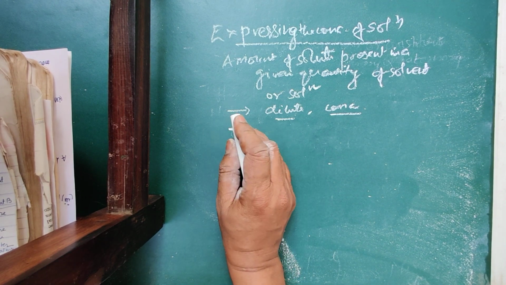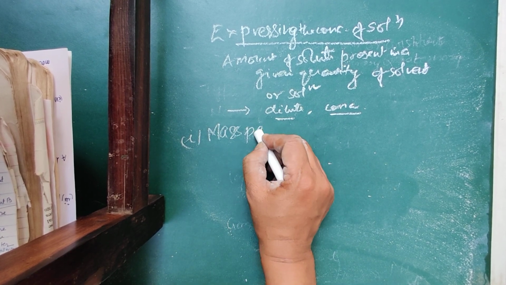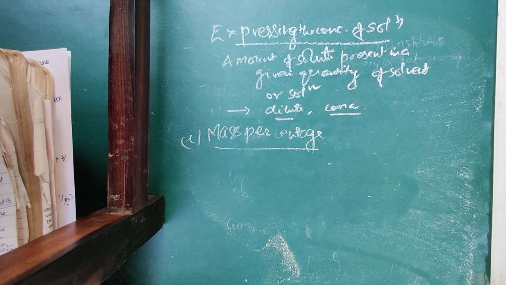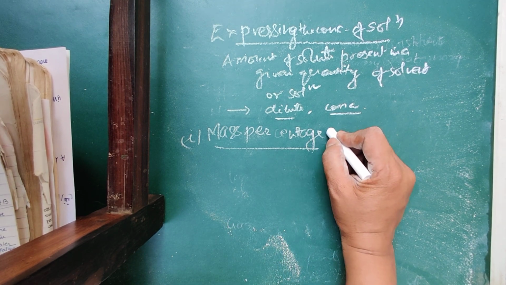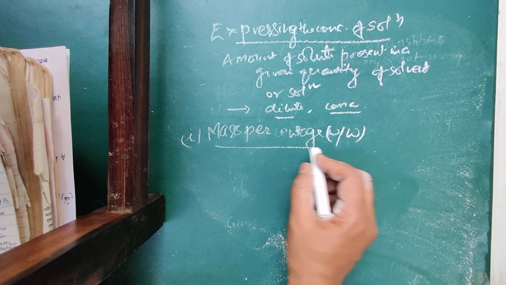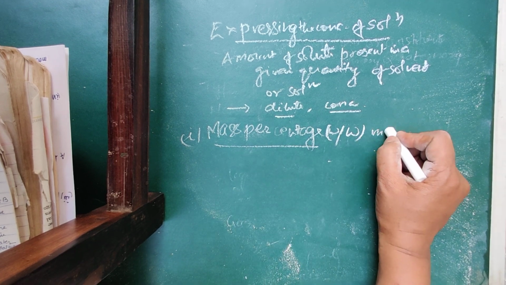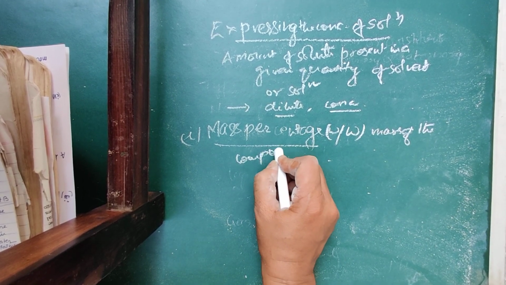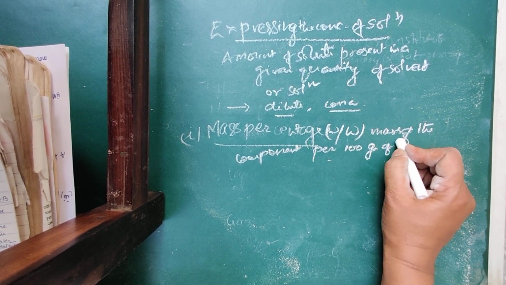First is mass percentage. So this can be weight by weight or volume by volume. First weight by weight, that is the mass of the component per 100 gram of solution.